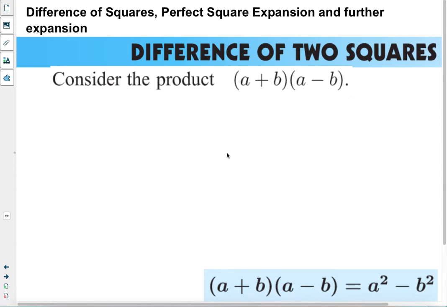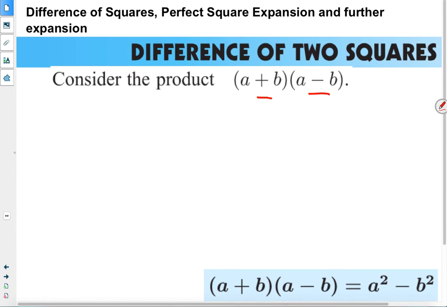All right, mathletes, here's difference of squares, perfect square expansion, and further expansion notes. So first one, difference of squares here. We know it's the difference of squares when we have a plus and a minus. And we'll see as we expand this out why we call it the difference of two squares.